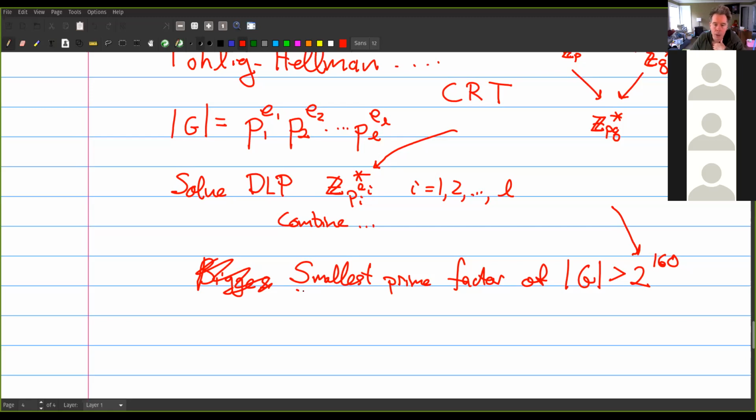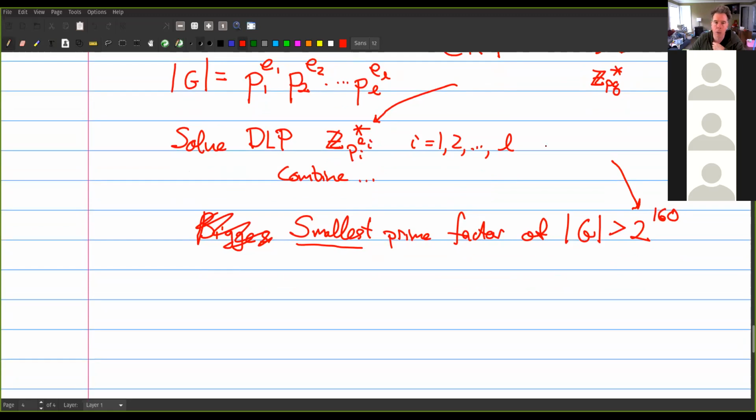Saying that the smallest prime needs to be that big, I think, is just conservative, because you don't want the enemy to have any information about the solution. It seems like if the biggest prime factor were that big, that would help. But I haven't been through it in detail, so I'm just going to trust the book here. The smallest prime factor needs to be big. So if you have a group and its cardinality has a small prime factor, that's bad.